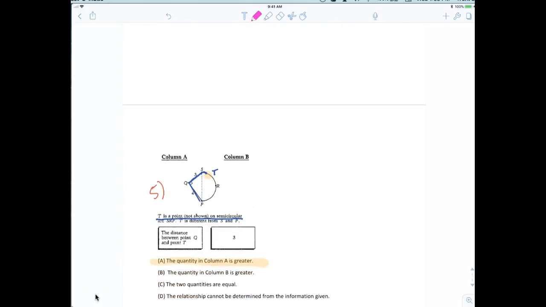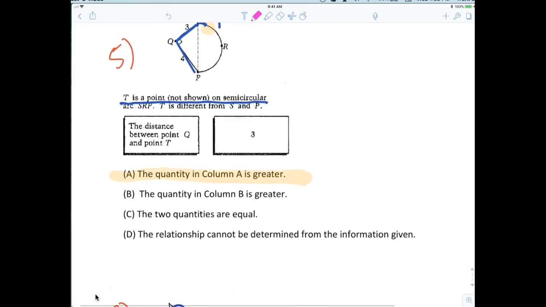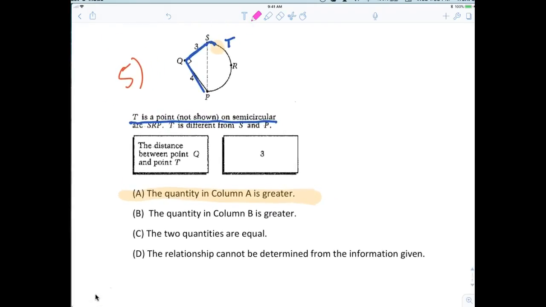Next. Now I'm sure everybody got 5 right. I got D. Come on. I don't know how you miss it. Stop acting that way. Look up. There's only one possible answer. T has to be somewhere on the arc. Come on now. It's not funny. This is not that difficult.